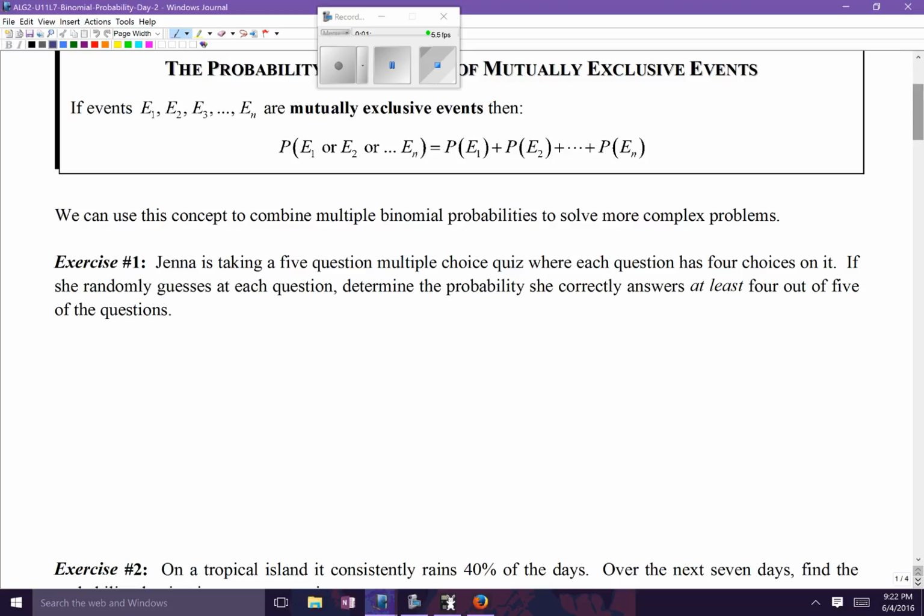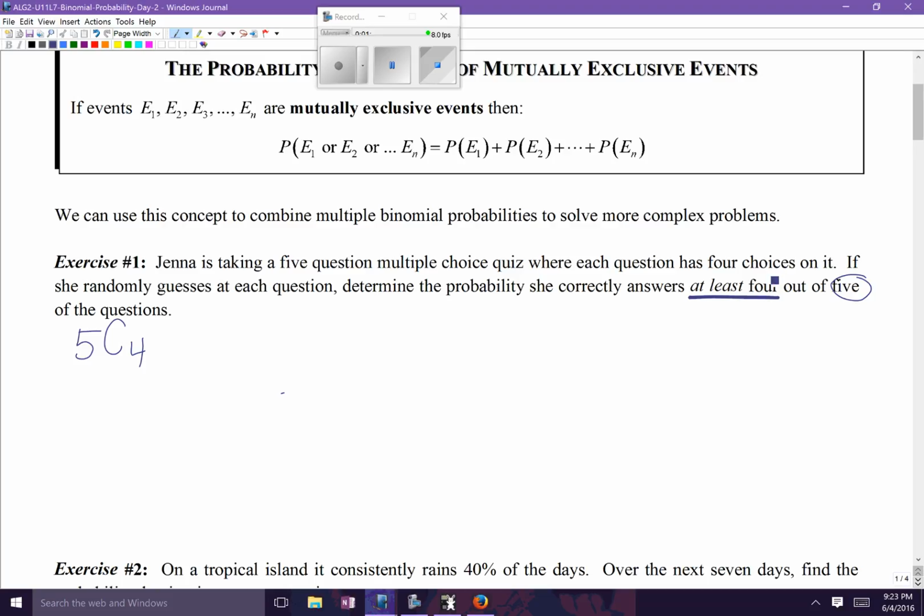So it says Jenna is taking a 5-question multiple choice quiz where each question has 4 choices on it. If she randomly guesses at each question, determine the probability she correctly answers at least 4 out of the 5 questions. All right, so let's see. First, we got to figure out how many trials are we doing. There's 5 questions, right? So I have 5 trials. I want to correctly answer at least 4. So let's talk about at least 4.